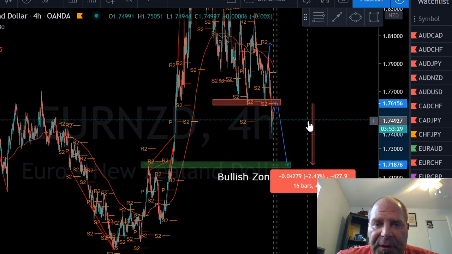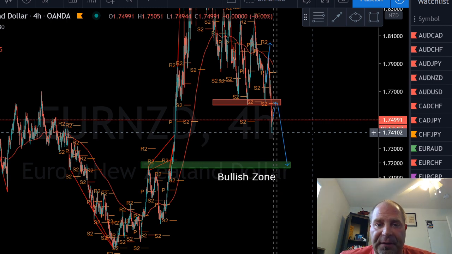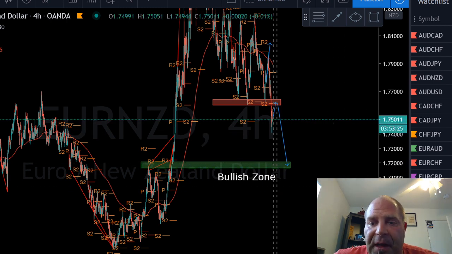We still have 400 pips to get there. So not a bad one to call out. I'm going to get this one out on TradingView. I'm turning it purple because I want to come back to it.